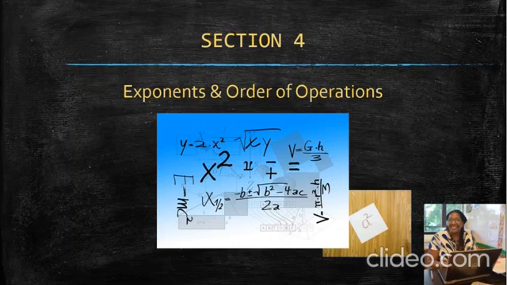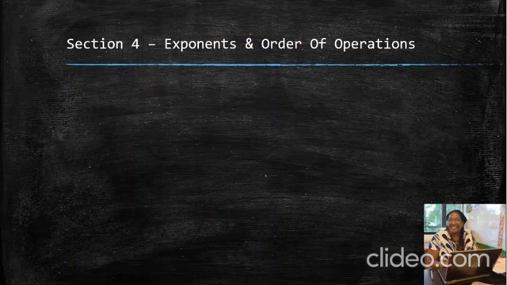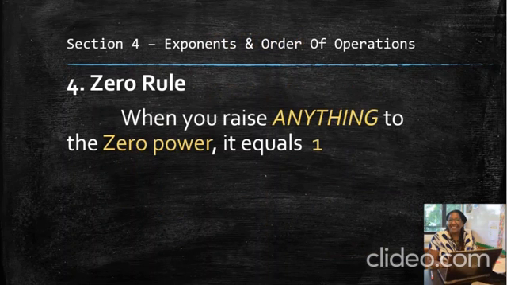In this video, we're going to talk about exponents, and in specifics, we're going to talk about the zero rule of exponents. The zero rule says that when you raise anything to the zero power, then the thing you raise to that power equals 1. That would be anything that's raised to the zero power.